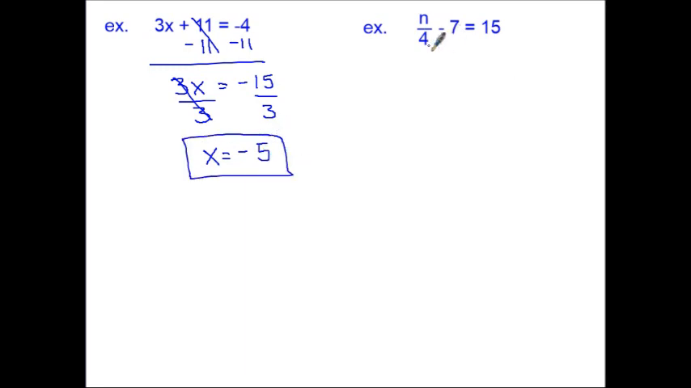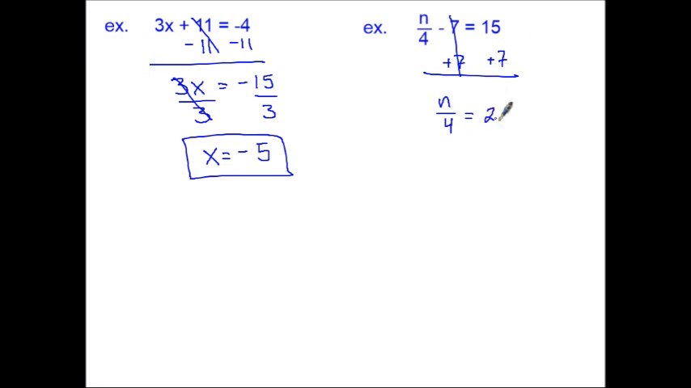Alright, moving over here, again, don't freak out when you see the fraction. Again, same basic idea, I want to get rid of any adding, subtracting before I get rid of any multiplying or dividing. So I see a minus 7 right there, so first thing I do is plus 7 to both sides. Alright, again, those guys cancel, that's the point, leaving me with an n over 4 equals 15 and 7 is 22.